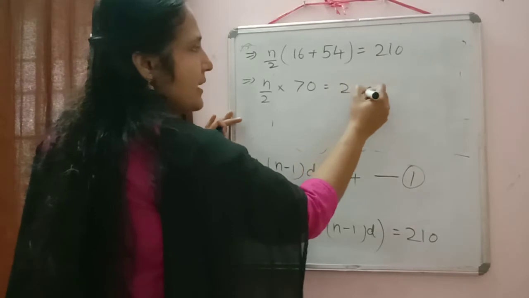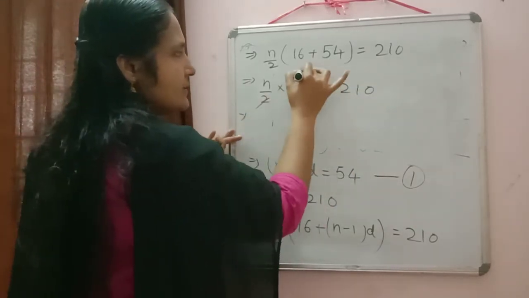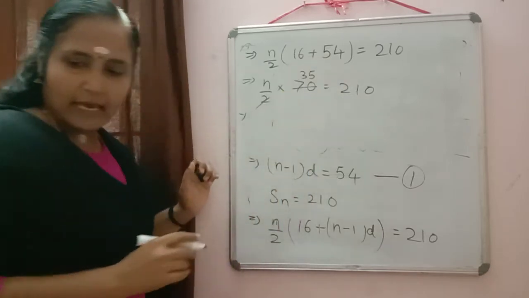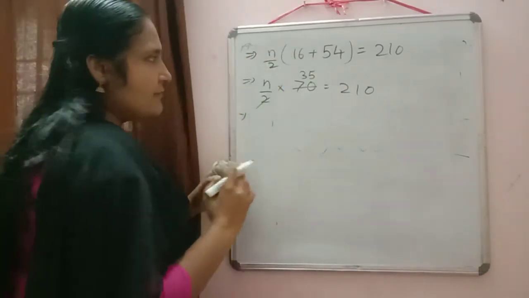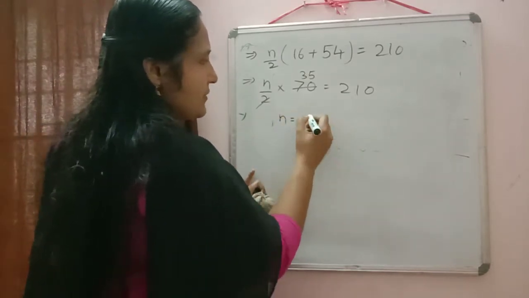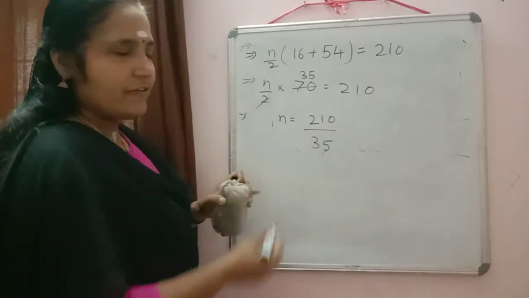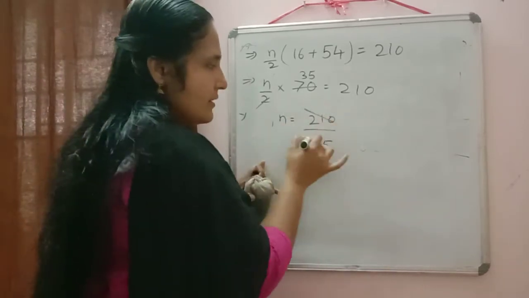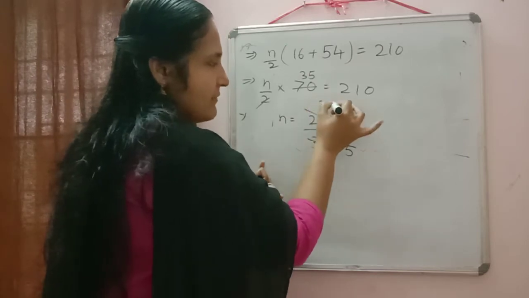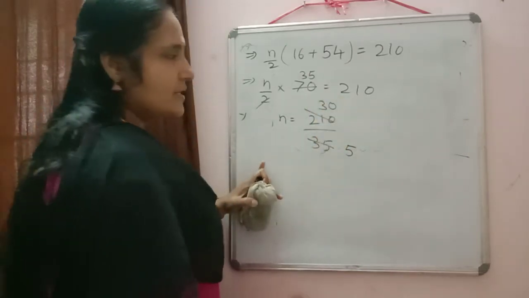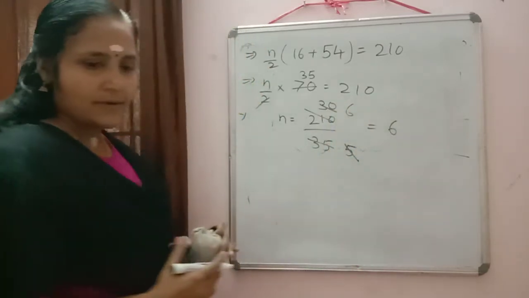Equal to 210. Here 70 and 2 we can cancel, so it will be 35n is equal to 210. Now I am shifting 35 to the right-hand side, so n is equal to 210 by 35. Both are divisible by 7, so we can cancel by 7. 7 5s are 35, 7 3s are 21, and then 0. Again we can cancel it by 5. So we will get n is equal to 6.